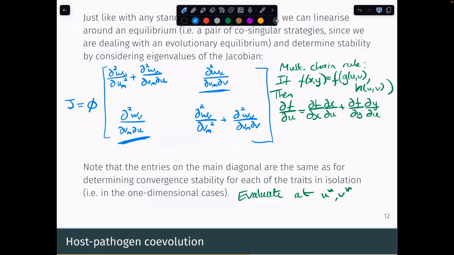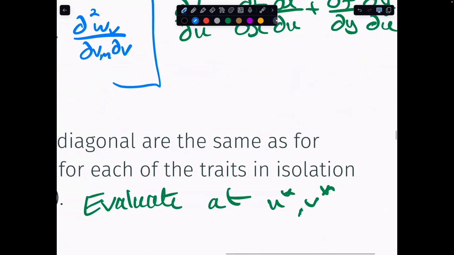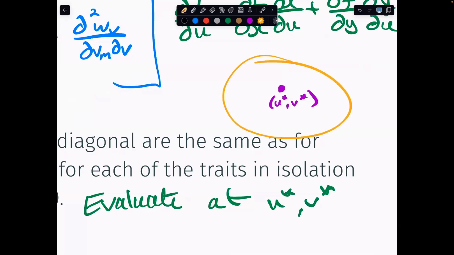Essentially, we can talk about conditions, which I'm not going to go into, about strong convergent stability or absolute convergent stability. Strong convergent stability is basically saying that every single path in this two-dimensional trait space converges towards U and V. In other words, if this is my U star, V star, we can draw a ball around it where every single trajectory converges.